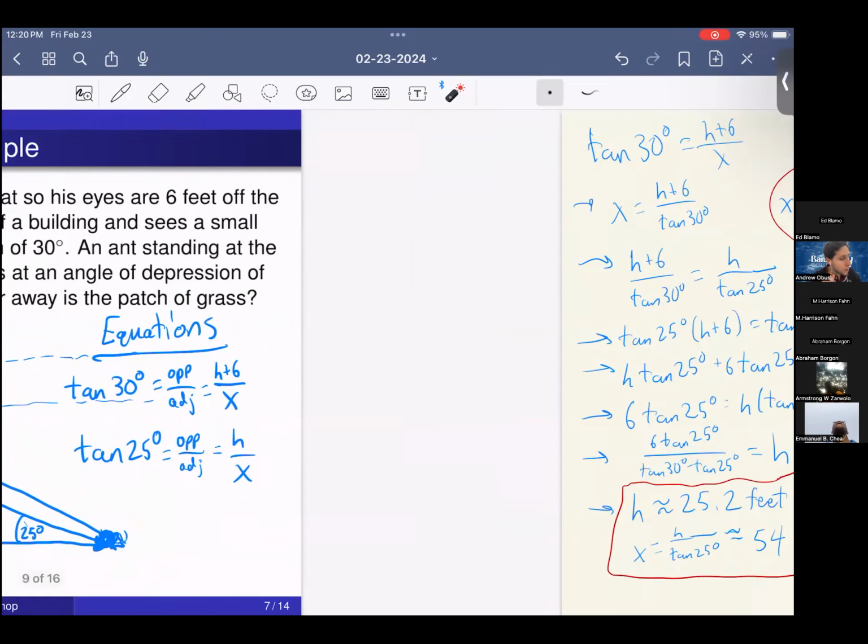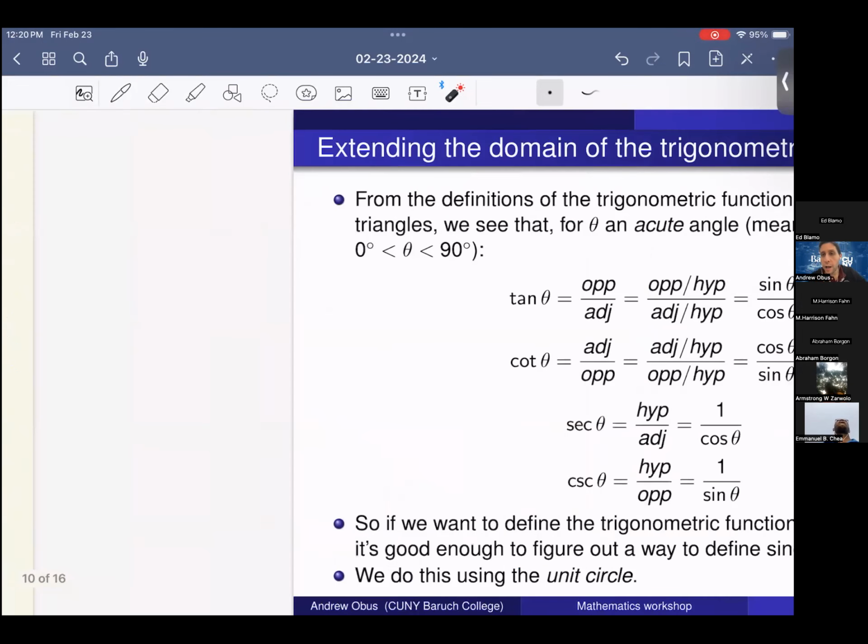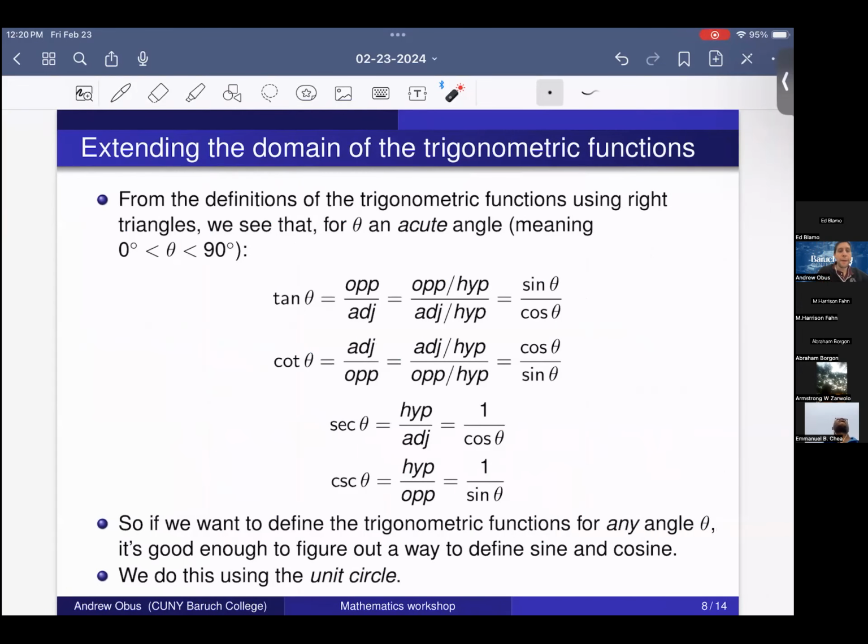Okay, so let's talk a little bit, for the rest of the day, about how we extend the domain of the trigonometric functions. Right now, every trig function that we're using always has an angle between 0 and 90 degrees because we're defining them using right triangles. And the angles in a right triangle are always between 0 and 90 degrees, right? There's no way around that.